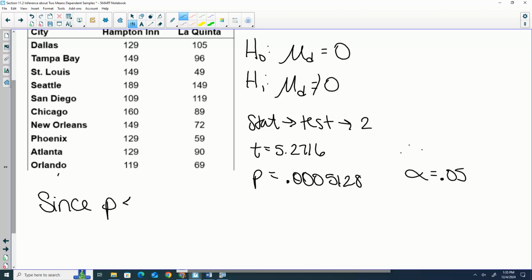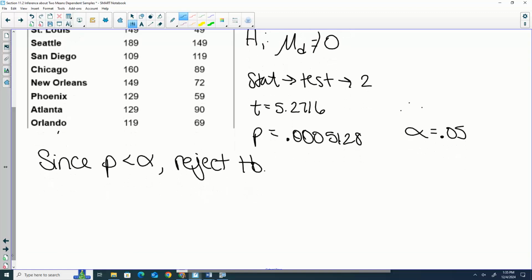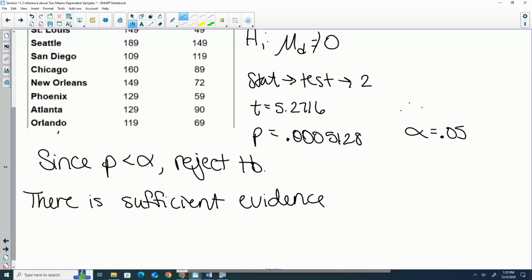So since p is less than alpha, what does that mean? Reject the null hypothesis. If I asked you to write a sentence explaining what that meant, we'd say there is sufficient evidence to conclude the hotels are priced differently.